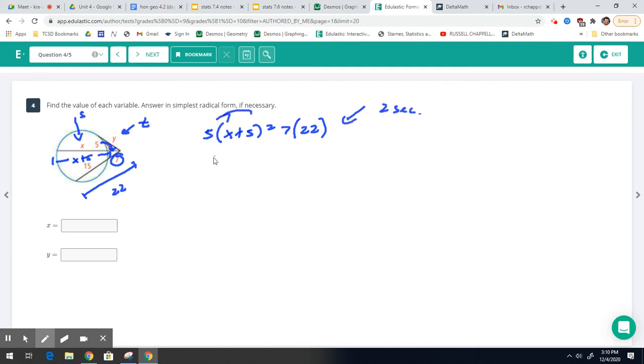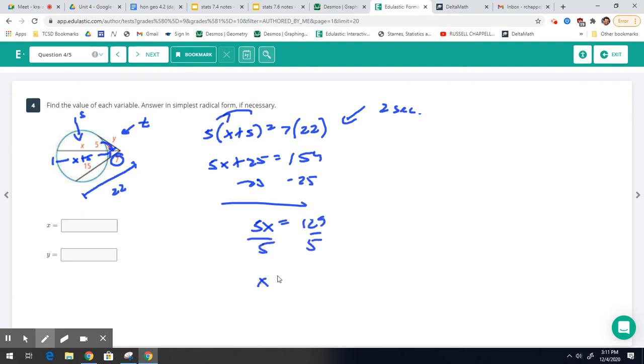All right, let's distribute the 5. 5x plus 25 equals, and 7 times 22 is 154. Let's subtract 25 from both sides. 5x equals, and 154 minus 25 is 129. And let's divide by 5. And x is 25.8. And there's x.